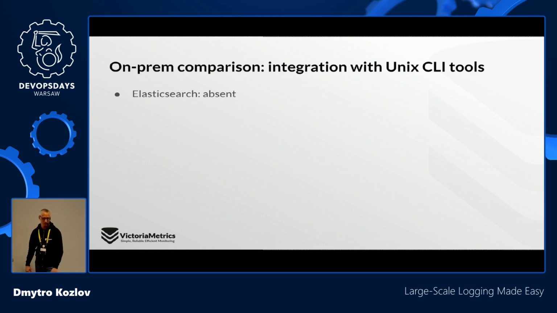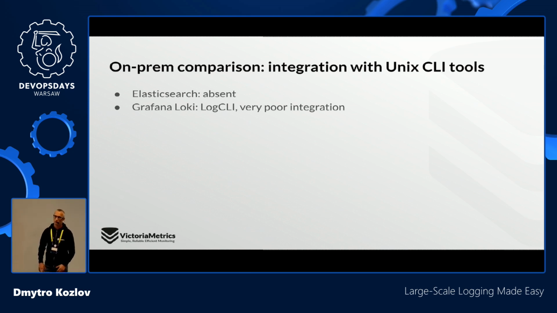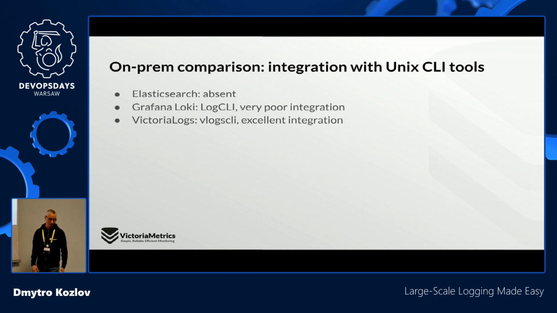So also we have some useful CLI tools. At that moment, Elasticsearch does not have it at all. Grafana Loki has, but it has a very poor integration, so you can't get any information from your system, or it will take a lot of time, and you will not ever receive any of the queries you want to run via the log CLI. We have our log CLI, and I will show you at the end how it works and how you can communicate with your storage.